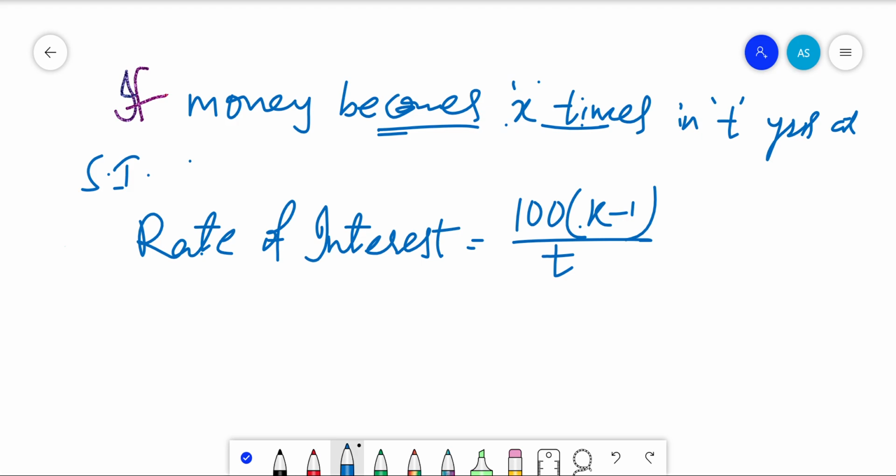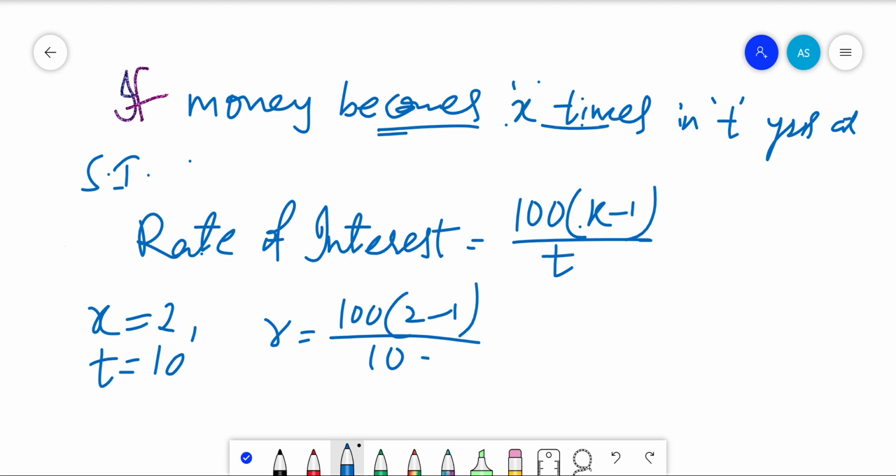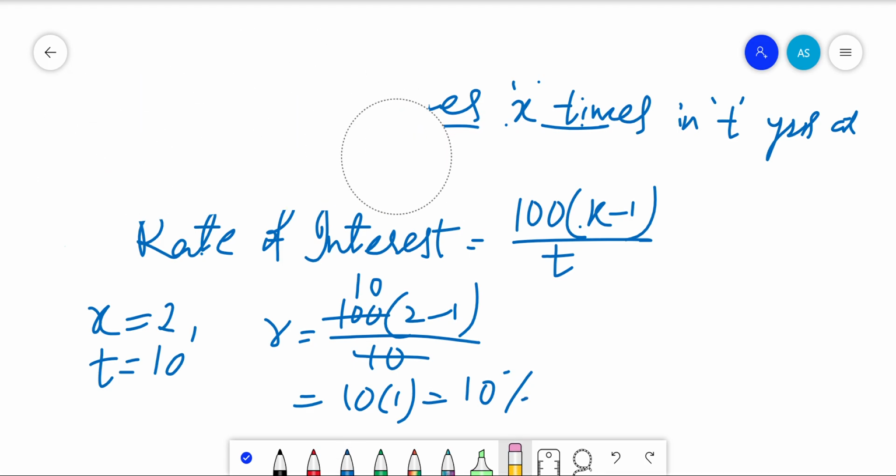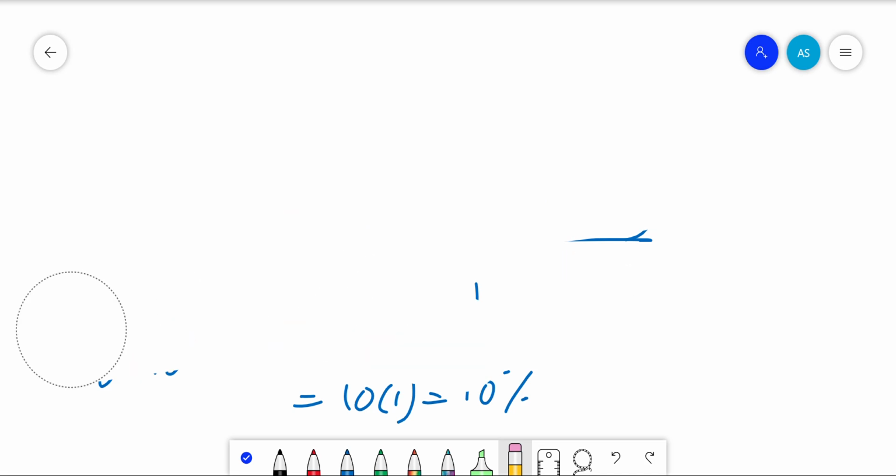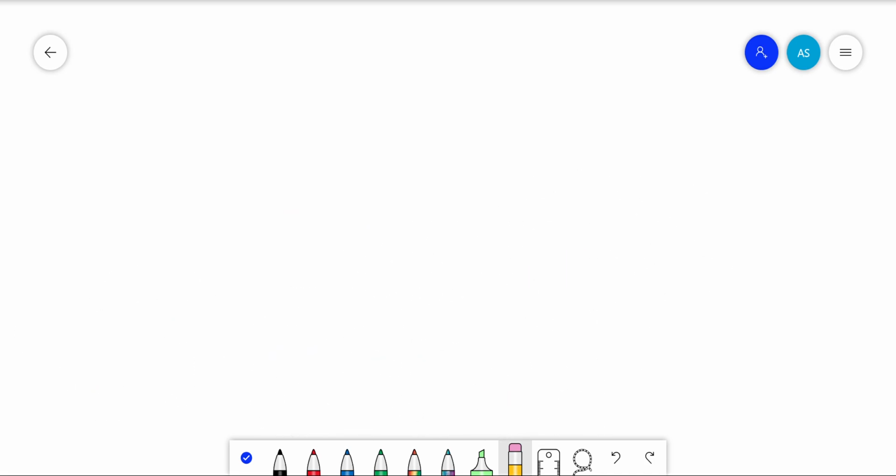According to this formula, for the previous sum, it doubles, so x is equal to 2, and time is 10 years. In 10 years the amount becomes doubled, at what rate of interest? So rate of interest is equal to 100 into (2 minus 1) by 10, which is 10 into 1, that is 10%. See how simple it is. So the formula is rate of interest is equal to 100 into (x minus 1) by t.